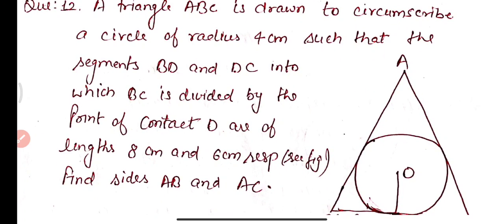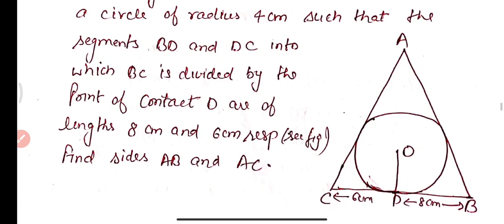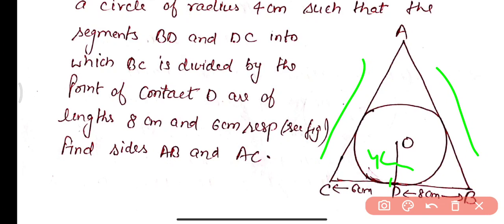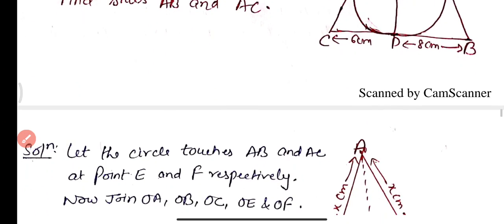A triangle ABC is drawn to circumscribe a circle of radius 4 cm such that segments BD and DC, into which BC is divided by the point of contact D, are of length 8 cm and 6 cm respectively. Find sides AB and AC. You can see on the screen, we are given a circle with radius 4 cm and the point of contact divides side BC into parts BD, that is 8 cm, and CD, that is 6 cm. So we need to find sides AB and AC. Now proceed to the solution part.